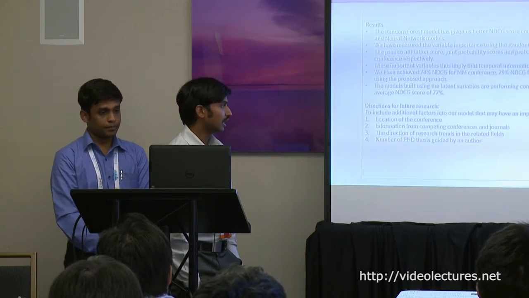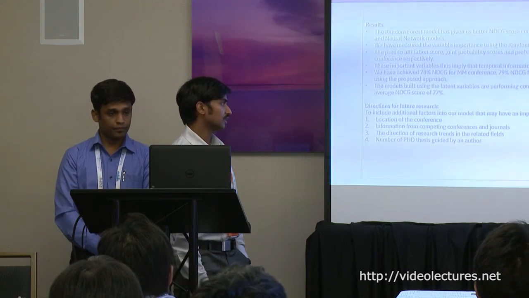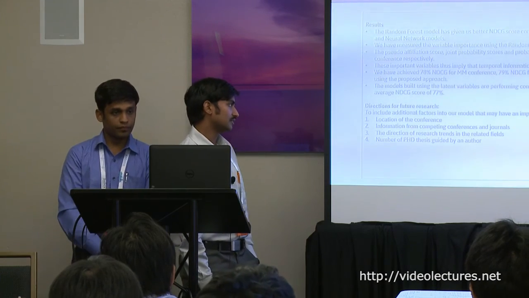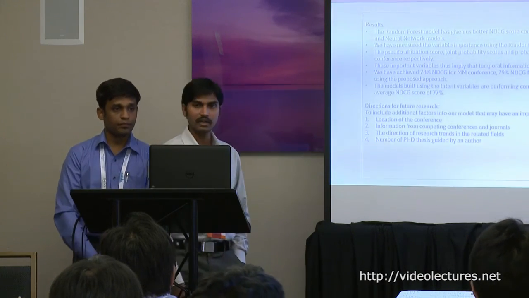And directions for future research: location of the conference, information from competing conferences and journals, direction of research trends in related fields, and number of PhD theses guided by an author. So this is by intuition what we thought will be useful for improving our model. So that's it.